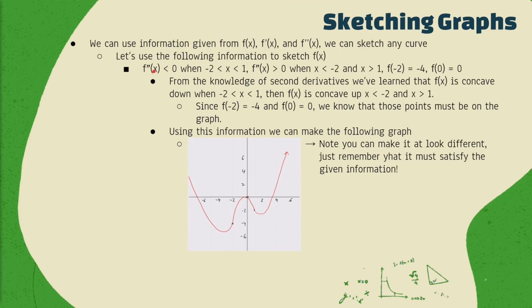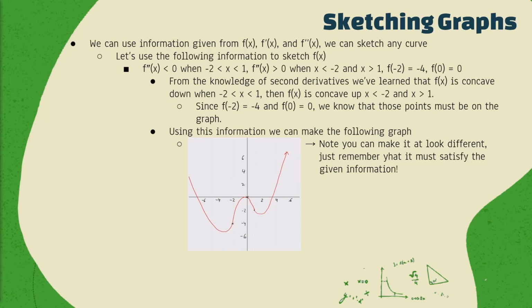When f double prime of x is less than 0, that means it's concave down in that interval. If it's greater than 0, that means it's concave up within that interval. So I've written that down here. We're also given these two pieces of information, which you should recognize immediately as the two key points that we have in the graph. We just know that -2 and -4 is one point and the other point is 0, 0. So now we have 5 pieces of information we could use to sketch a graph.